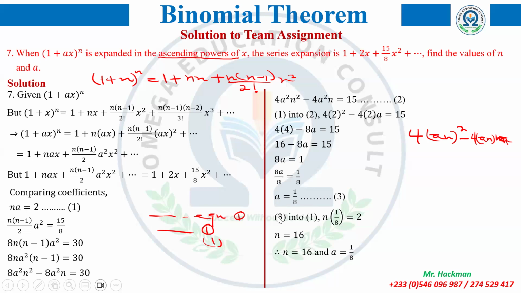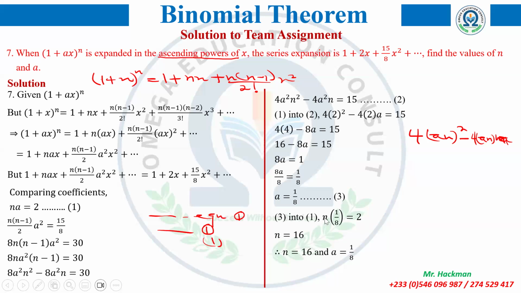Then go and write equation 3 into any of the other two equations, but preferably equation 1 will do, because this equation is prettier compared to this particular one. So at this point, what do we do? Wherever you see a in equation 1, it becomes 1 over 8. So you substitute, then you get what we have here.